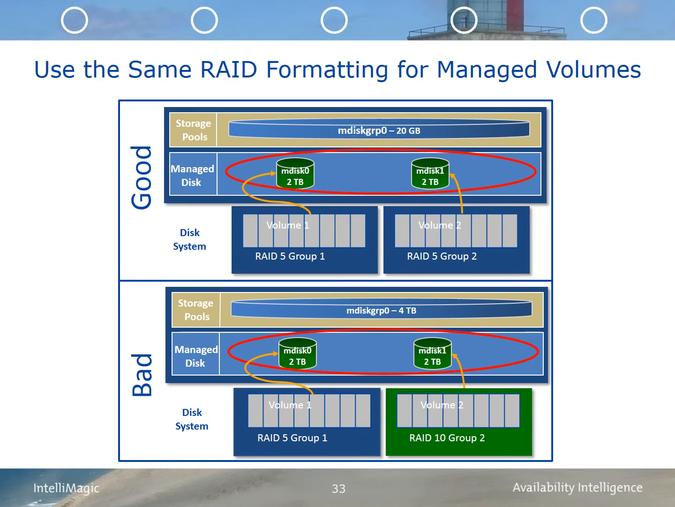For the non-hybrid, non-Easy Tier pools, it's very important to have the same RAID group formatting for the managed volume. In the top example, we see an example where 2 RAID 5 MDisks are created. And in the bottom example, we see where 2 MDisks that are part of the same storage pool are created from different RAID formatting. So 1 is from a RAID 5 group, and 1 is from a RAID 10 group. It's not good to mix the RAID formatting because it provides unpredictable results.